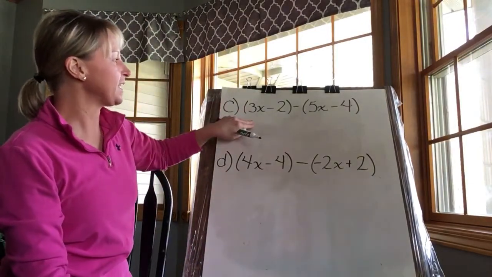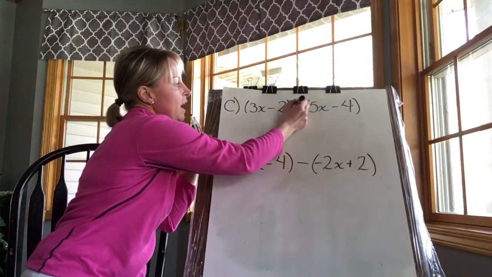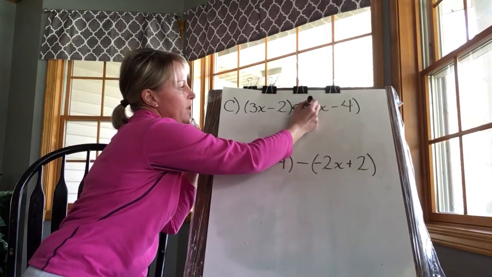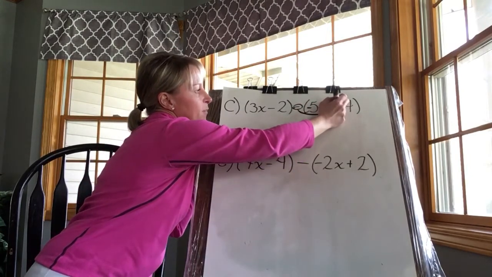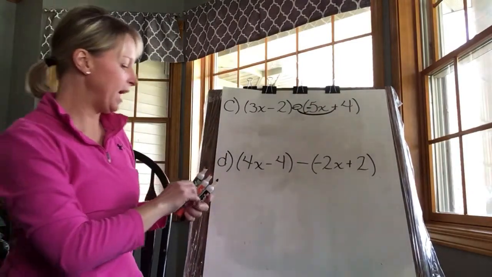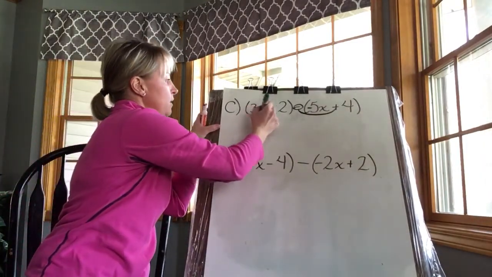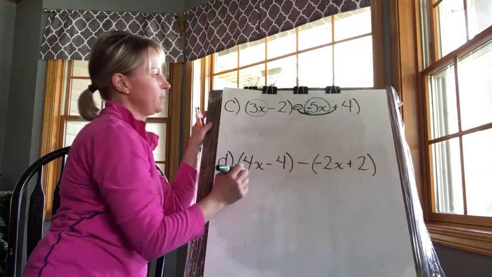So we're going to do this again. We have the negative, and we're going to distribute that. So that's a negative 5x, negative times a negative becomes a positive. Circle what we have in common. 3x and a negative 5x.